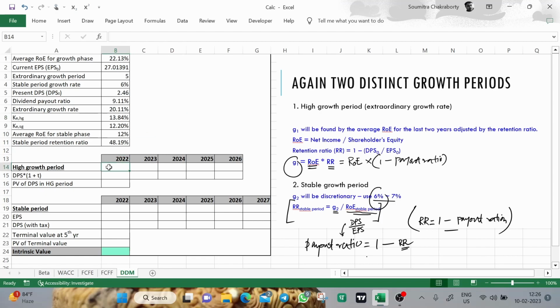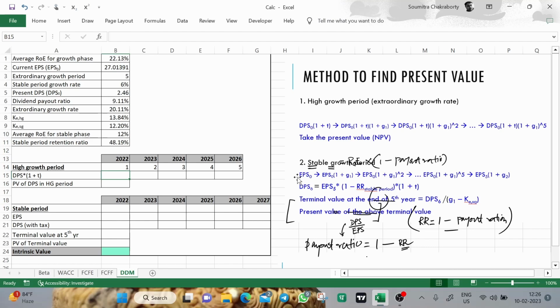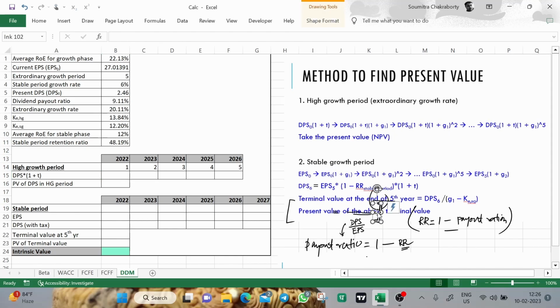Right. So now we will project the DPS. So these are the year numbers, 5 years. So note these calculations here. I will delete these markings. Okay, this is enough. So now this is your 0 period DPS. Then this is year 1 DPS. This is year 2 DPS. So this is starting right from year 1. And what is your year 0? Year 0 is DPS 0 into 1 plus T.